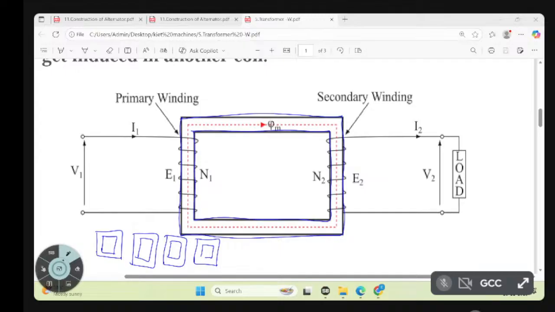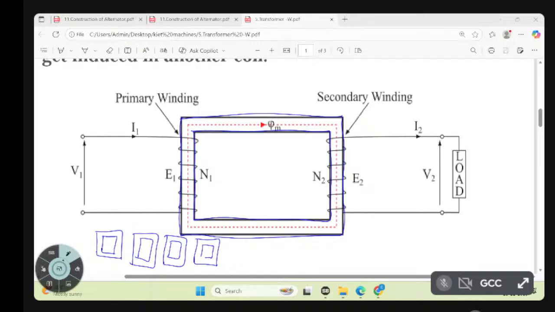Okay, right. So what is the function of winding? In the winding, EMF will be induced, voltage is available, and current will flow. Okay, that is about construction. It is very, very simple, in 4 or 5 lines. Now, what is meant by transformer?